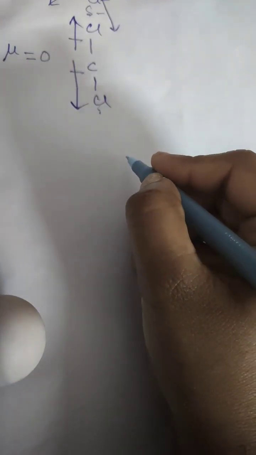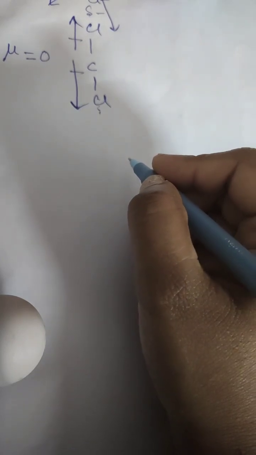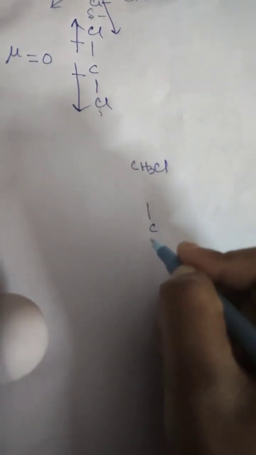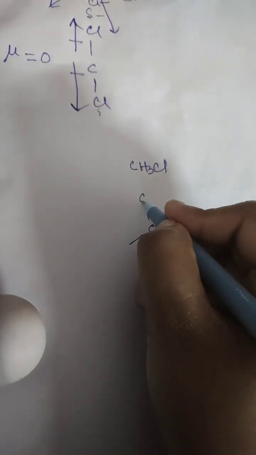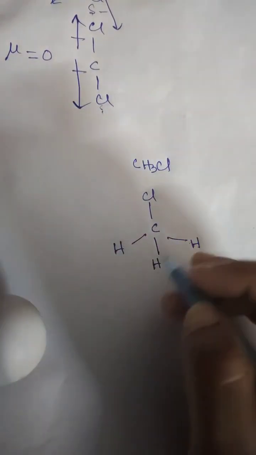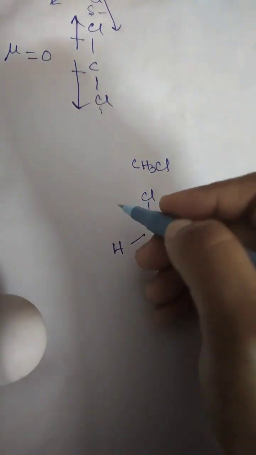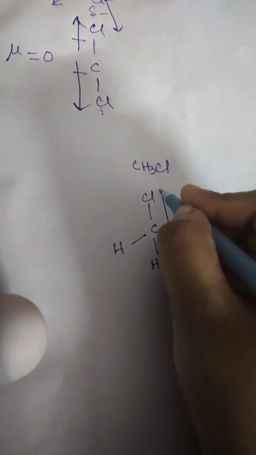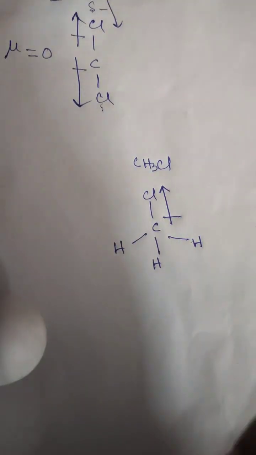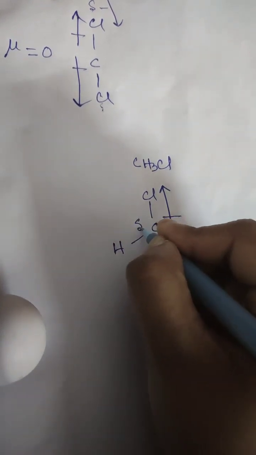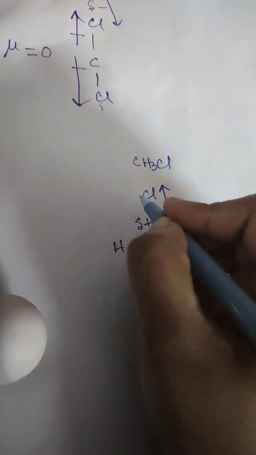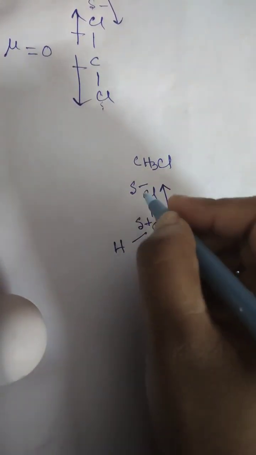Similarly, our second compound is methyl chloride. Methyl chloride is CH3Cl. So this is also a tetrahedral structure. At first we place here the tetrahedral form. So the chlorine is electronegative, so the dipole moment moves in the upper direction, and the carbon is an electropositive center. This carbon center is electropositive, and Cl is electronegative, so delta negative is placed here.